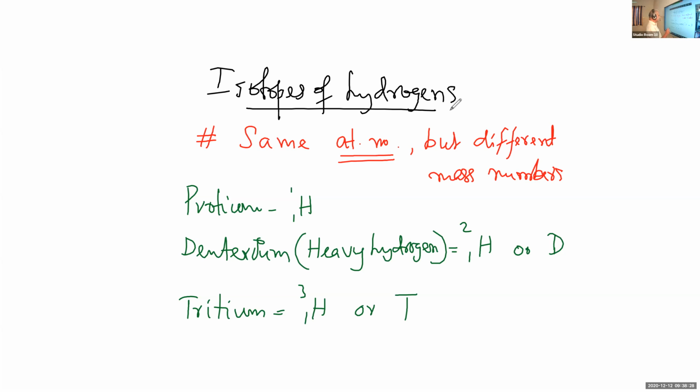Among these, tritium is a radioactive element. It shows radioactivity. So the question will be, what is protium? Protium is the lightest isotope of hydrogen with mass number 1. What is heavy hydrogen? It is the heavy isotope of hydrogen, namely deuterium, with mass number 2. What is tritium? It is the heaviest isotope of hydrogen with mass number 3.